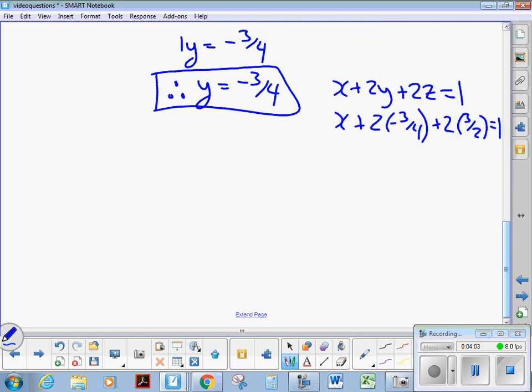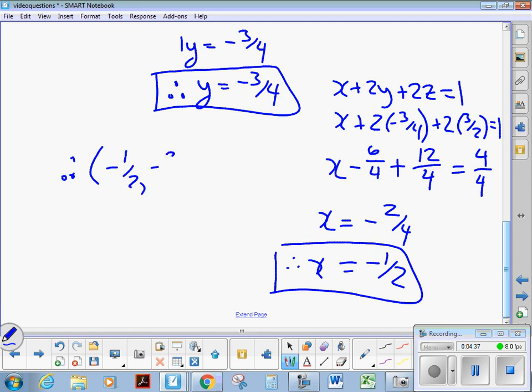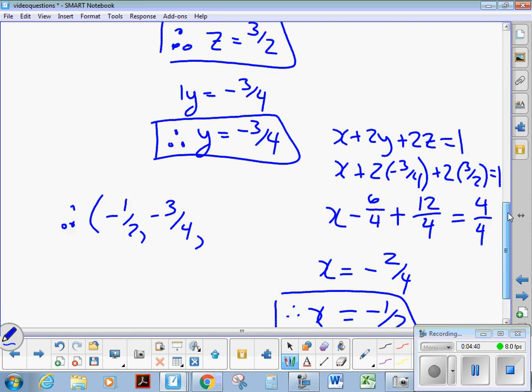Let's see what I can do here. Try not to mess this up. X minus 6 over 4 plus, now that's going to be 6 over 2, so let's get a common denominator right away. We're going to make it 12 over 4 equals 4 over 4. So x would equal, so I'm going to have 4 plus 6 is 10. So I'm going to have negative, I think, 2/4, which is negative 1/2 for my x value. Assuming I did my fractions properly in my head. So the point of intersection here, negative 1/2, negative 3/4, and 3/2.